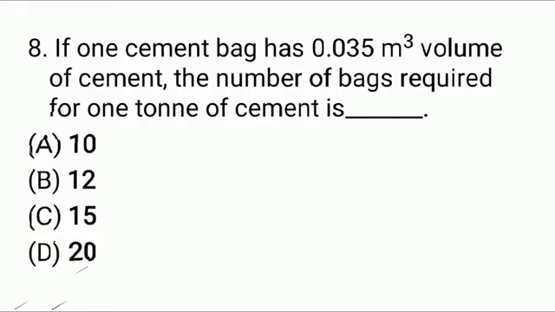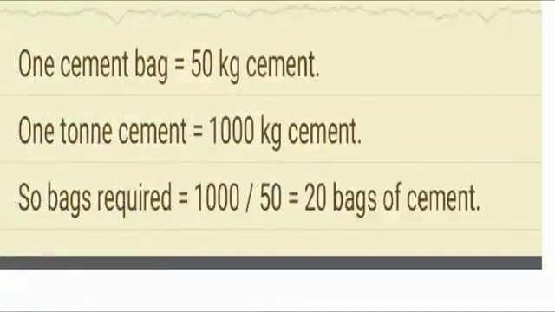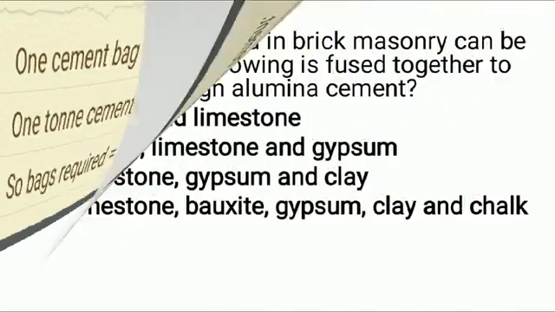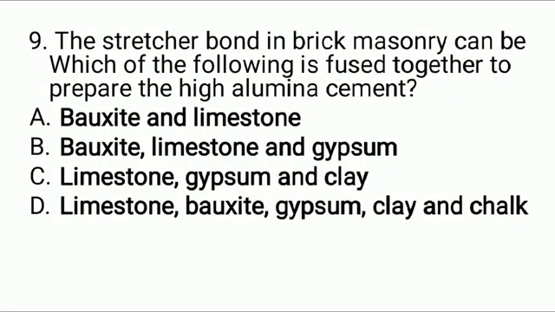So our next question will be, which of the following is fused together to prepare high alumina cement? So high alumina cement में कौन सा चीज़ है जो रहता है? वो है बॉक्साइट एंड लाइमस्टोन, right? It is an important question also.